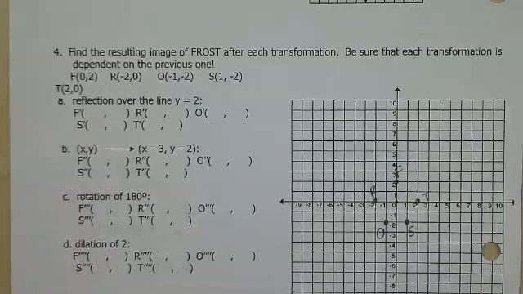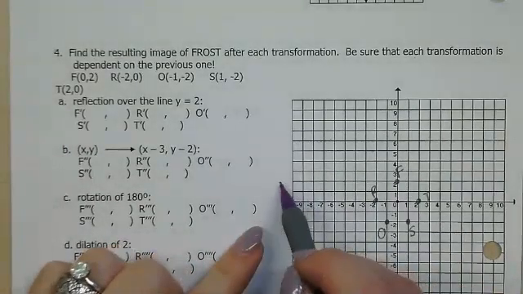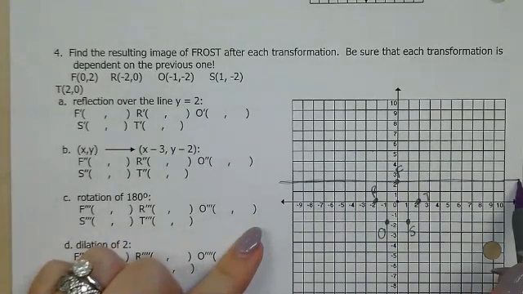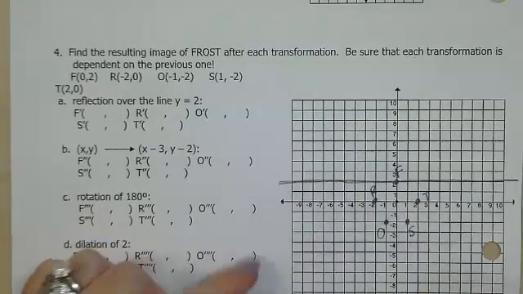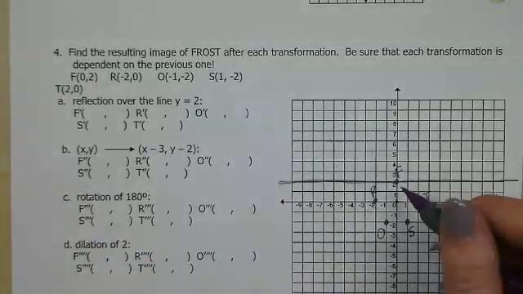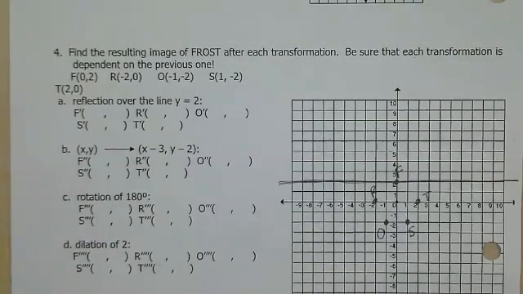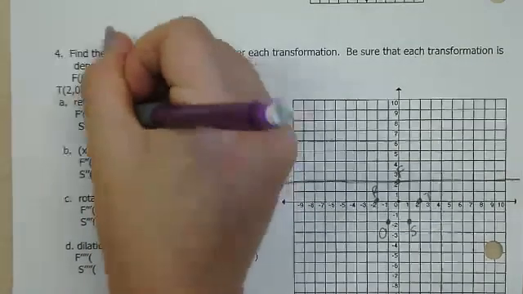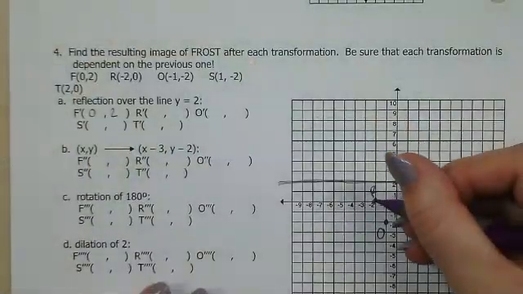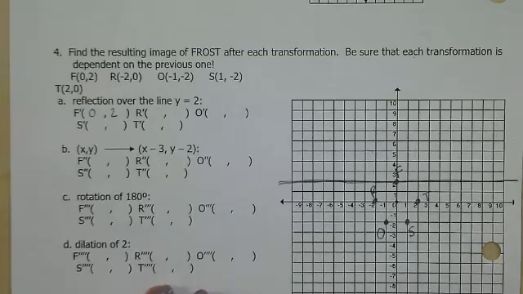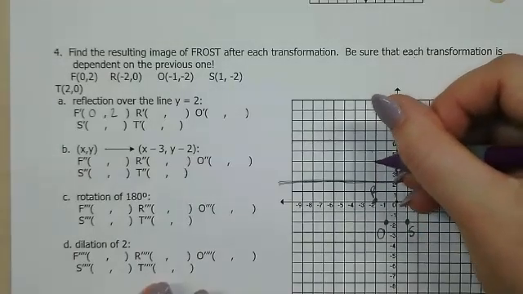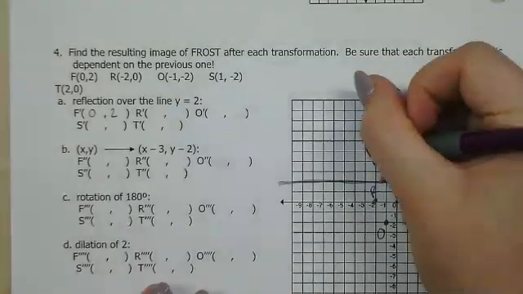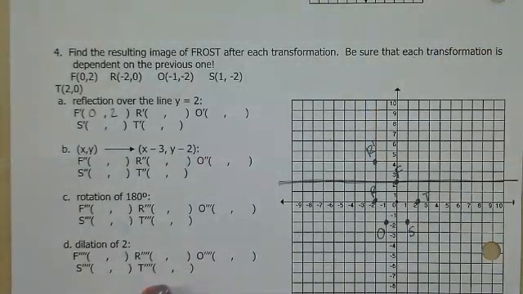All right. A says that we are going to reflect over the line y = 2. So I'm going to draw that line in. Y = 2 would be this line right here. All right? So starting with F. F is on my line of reflection. So is it going anywhere? No. So it stays 0, 2. All right, my point R. R is how many units below that line? 2. So its reflection would be 2 above. Okay? And where would that point be then?